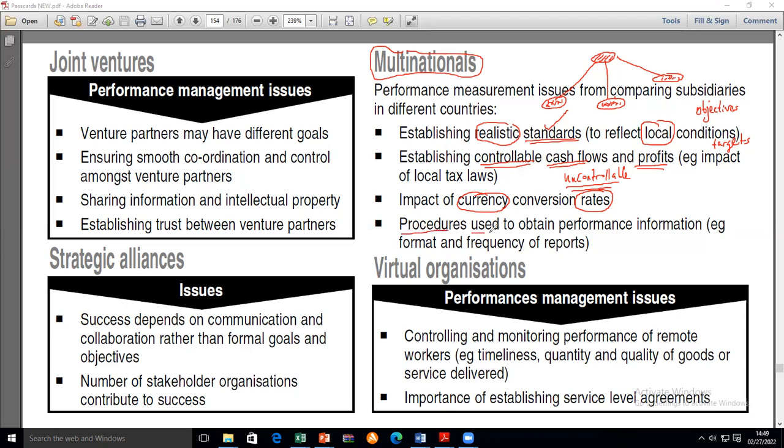Procedures used to obtain performance information. The performance reports, the frequency of the reports, the format of the reports. We need to agree all that so that we can consolidate at the head office. So all these must be taken into account.